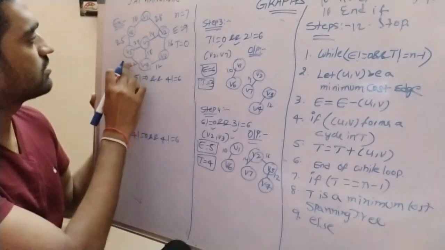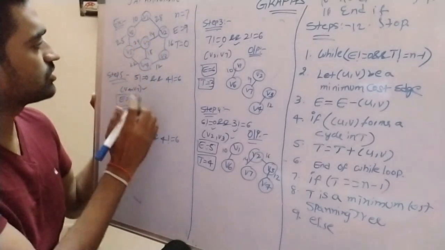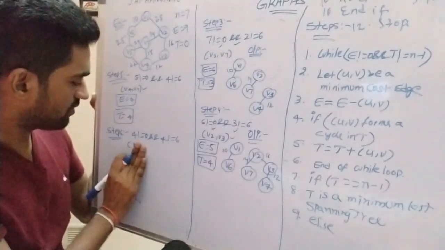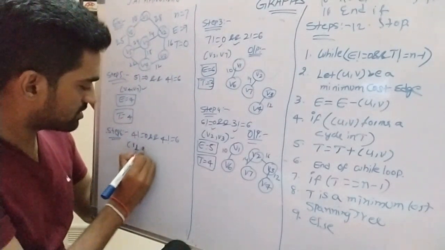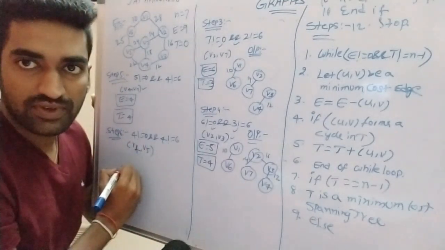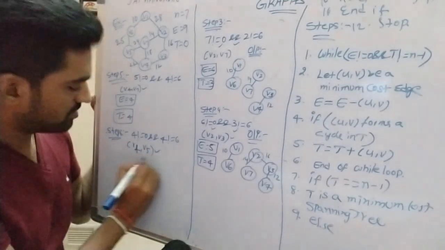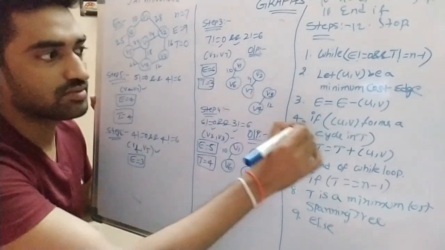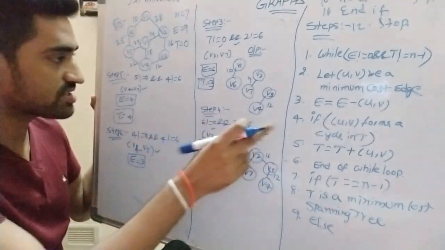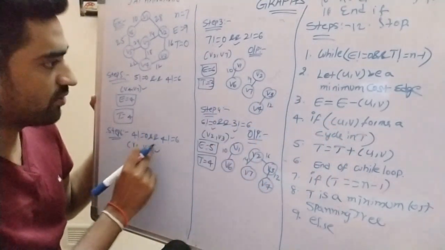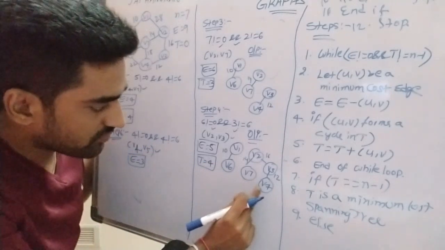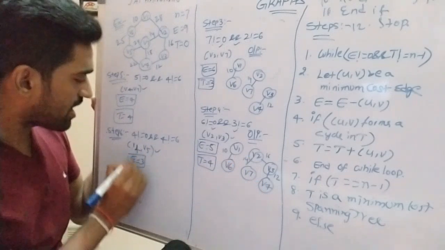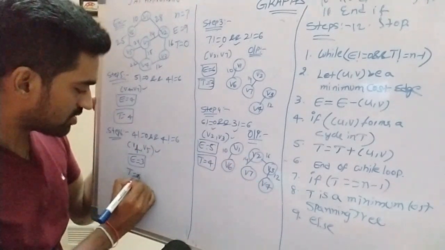Then we are taking 22. So V4, V5. V4, V5 is the minimum cost edge, right? So this can be detected from the set of network edges, that is E is equal to 3. Then we check whether U comma V forms a cycle or not. Here V4, V5 does not form any cycle. So that's why that edge can be added to the output. So that's why T value becomes 5.